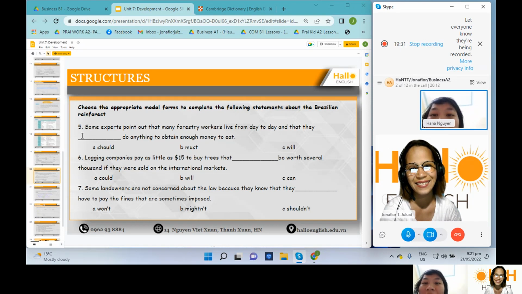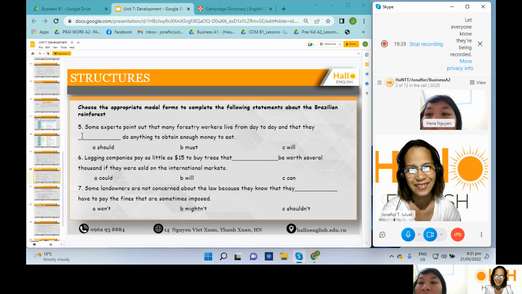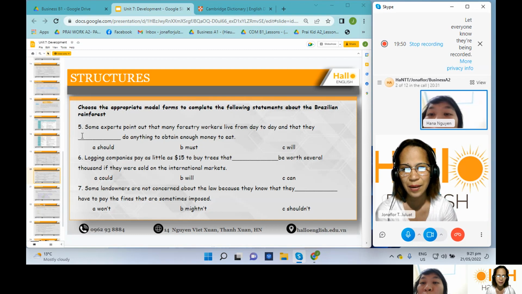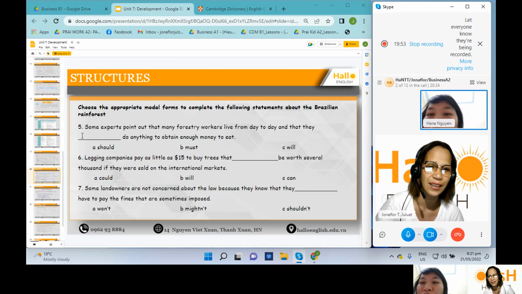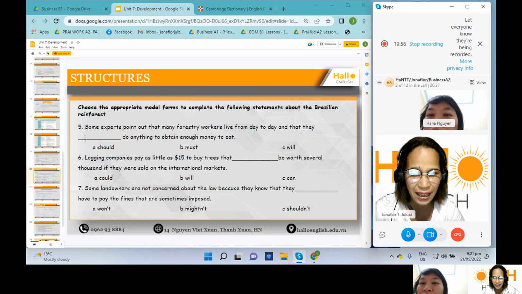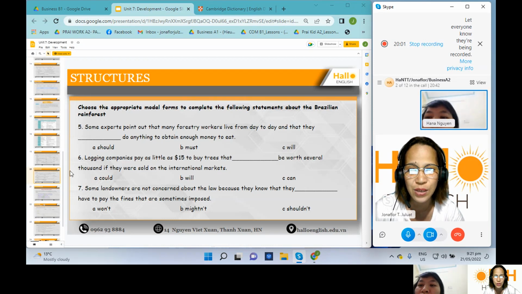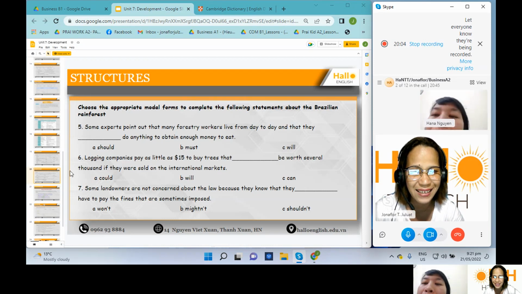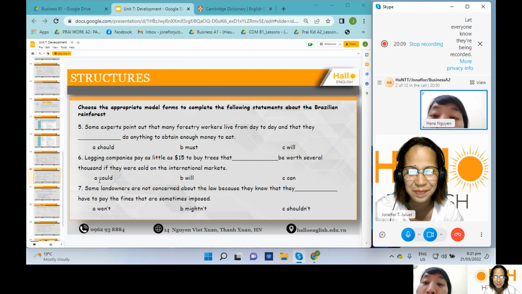Logging companies pay as little as $15 to buy trees. However, that could be worth several thousand if they were sold on the international markets. I think it's "could."